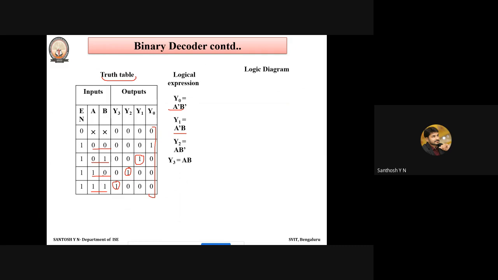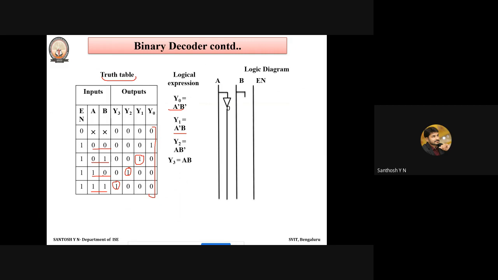So we shall write down the logic diagram for this binary decoder. In order to draw the logic diagram, I have taken three inputs, that is A, B and enable. You know what is meant by enable; we just discussed it in the previous circuit diagram. And I have drawn an AND gate, and I have taken A bar and B bar.